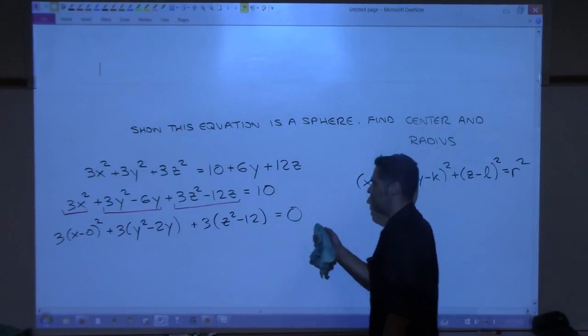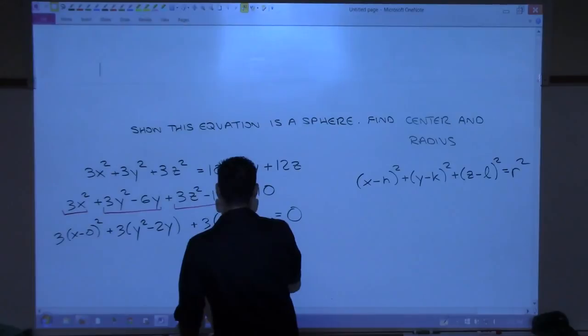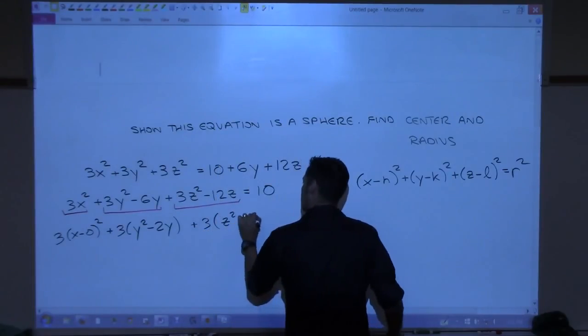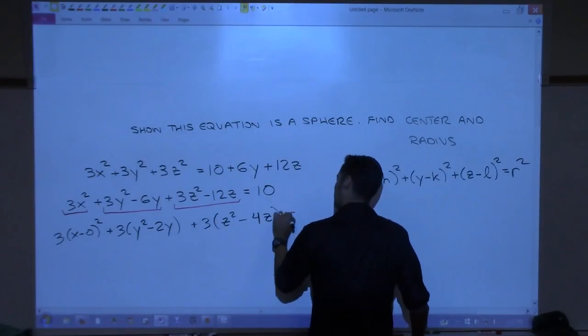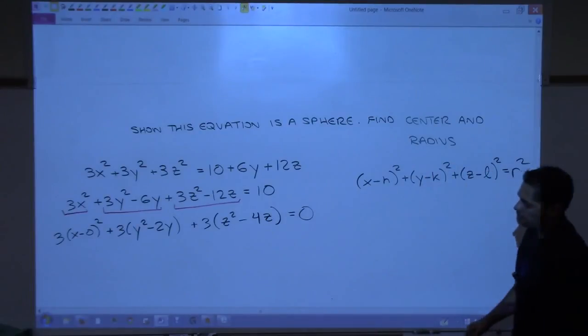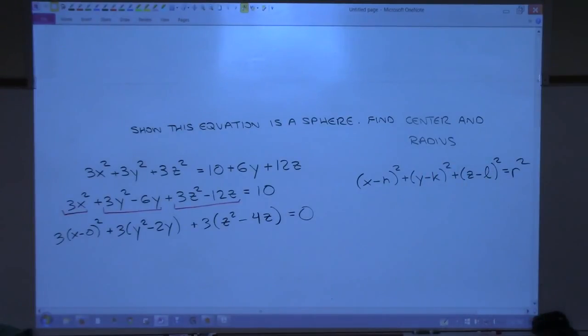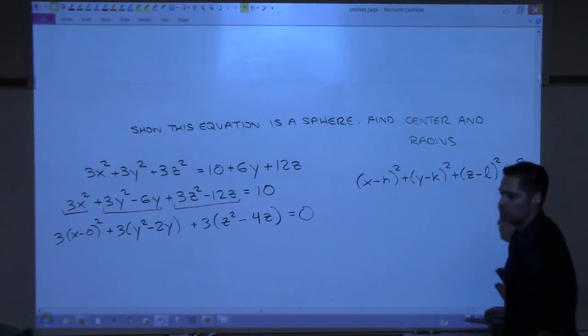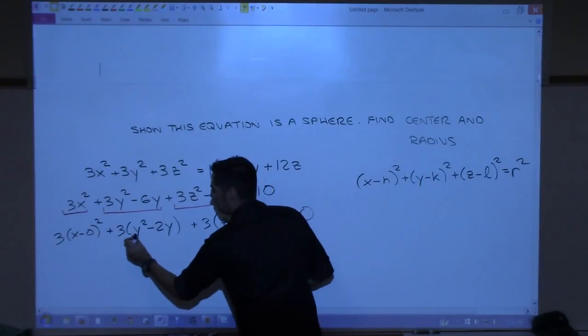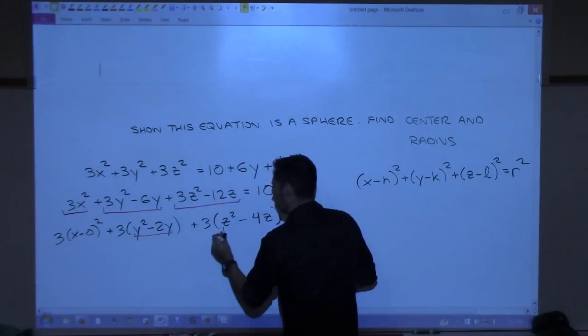I didn't pull the 3, did I? And I pulled the z. I don't know why I pulled the z. Minus 4z. Now I can complete the square. I can complete the square here and complete the square here.